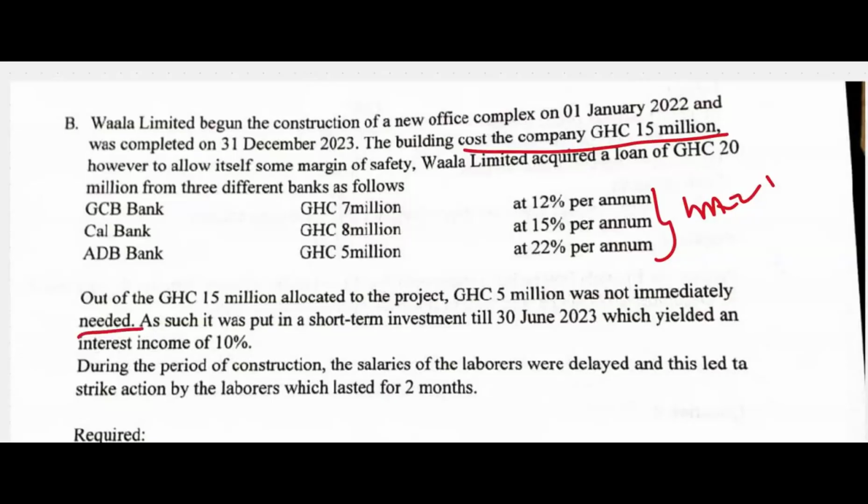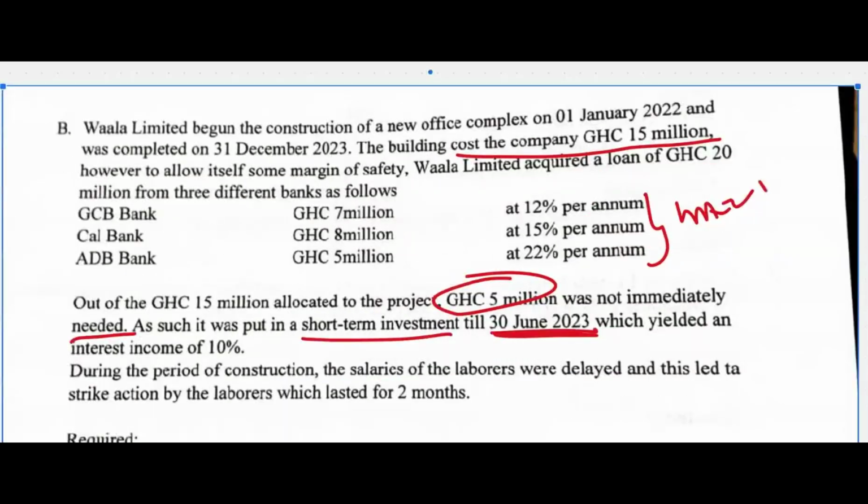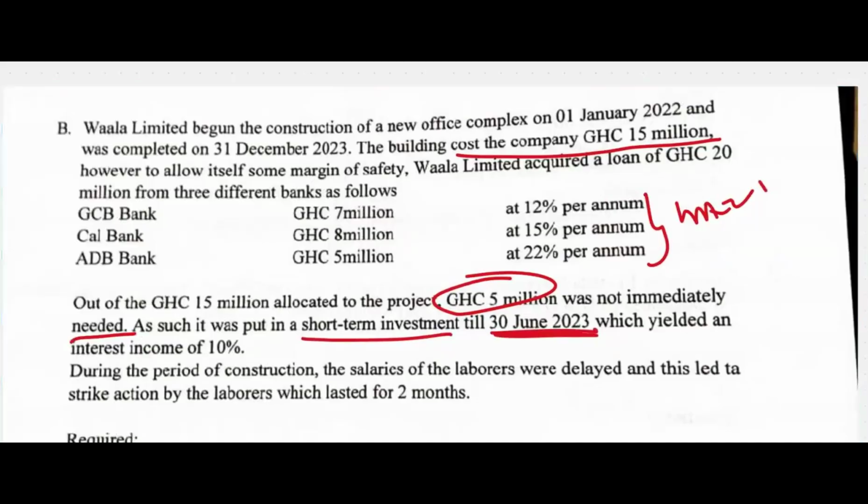Out of the 15 million allocated to the project, 5 million was not immediately needed. So what did they do? They invested 5 million. It is called investment income. As such, it was put in a short-term investment until 30th June 2023. So from when? From 1st January 2022 to 30th June 2023. How many months did they invest it? You have to calculate it. Which yields at a rate of 10%. So I told you that this one is a different approach of the borrowing cost.